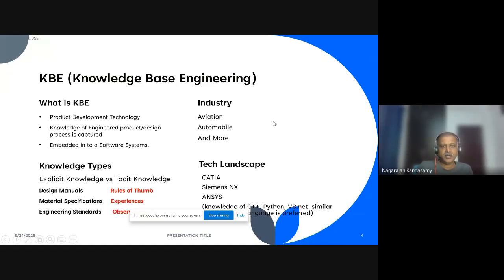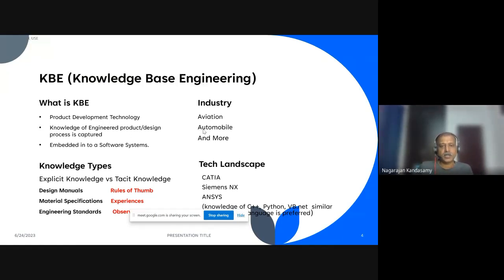And in terms of industry, KBE is widely used in aviation, and similar in the automobile industry, and maybe the heavy engineering industries like gas turbines or wind turbines. One criterion for KBE is how many variations you have, and all the variations are configurable.